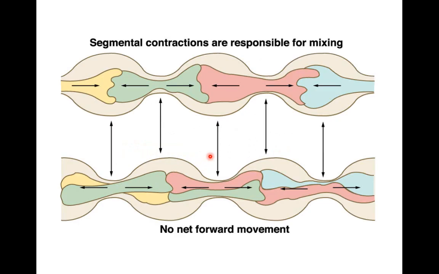You can see this here. In the small intestine, you can see mixing contractions. Segmental contractions are responsible for mixing in this manner: relax, contract, instead of contract, relax. But the movement of food in the lumen of the small intestine is for mixing. Not here, remember, no net forward movement.